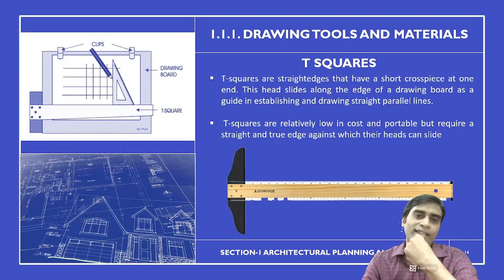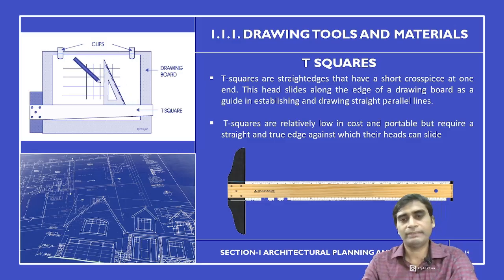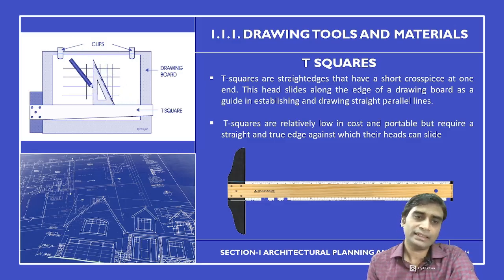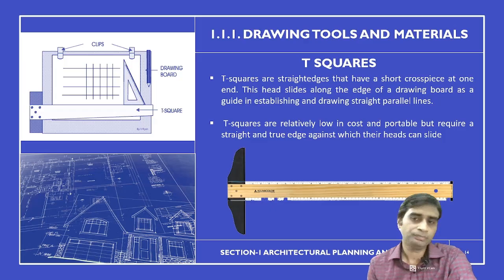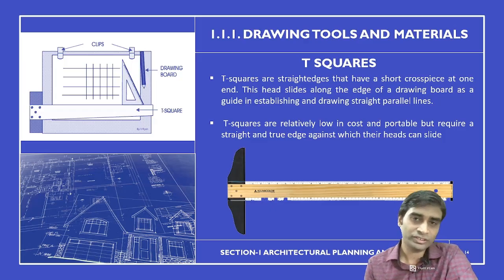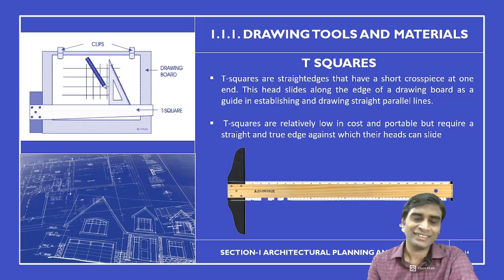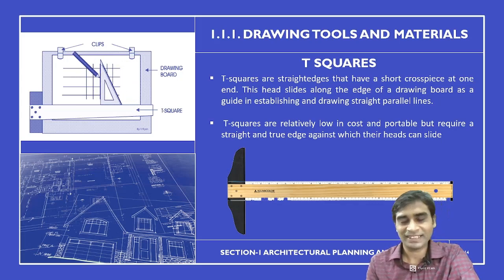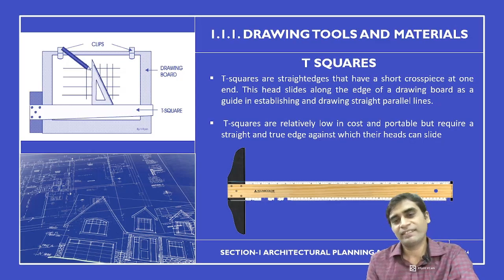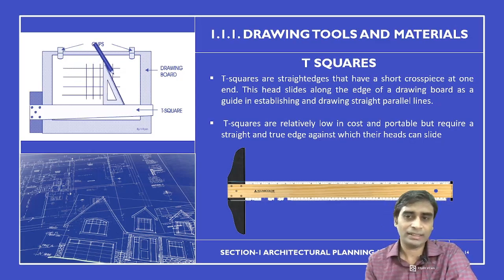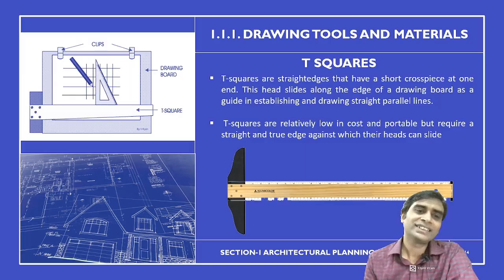Next one is the T squares. Here on the left side, you can see how it is used, or how it is kept on the drawing board. Drawing board is also one requirement. T squares are relatively low in cost and portable, but require a straight and true edge against which to work. Everyone must have done manual drafting with the T squares and knows how it is used.